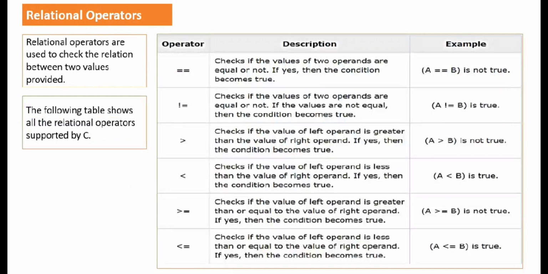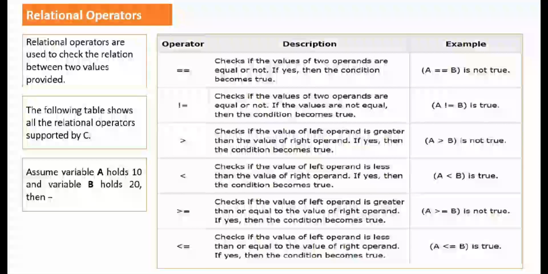Next is relational operators. Relational operators are used to check the relation between two values provided. The following table shows all the relational operators supported by C. Now assume A holds 10 and B holds 20 again, and then use these operators and see the result. A equal to B checks whether the two operands are equal or not. If A and B are tested for equal, then it's not true, because 10 is not equal to 20. Next is not equal to, then it will give you a true answer.